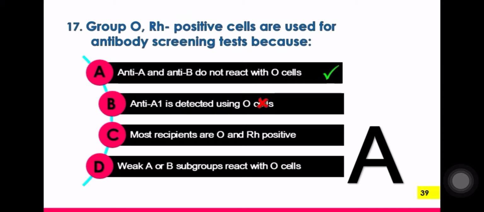Choice B po ay wrong. Again, mali po yung choice B. Why? Because anti-A1 is not detected using O cells. Rather, it is detected with A1 cells. For number 17.